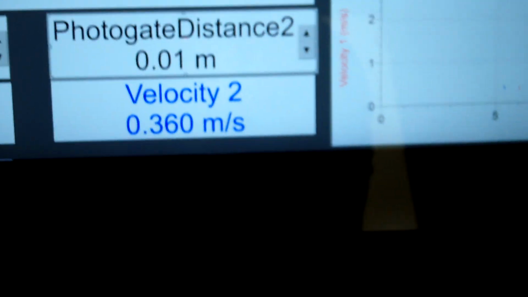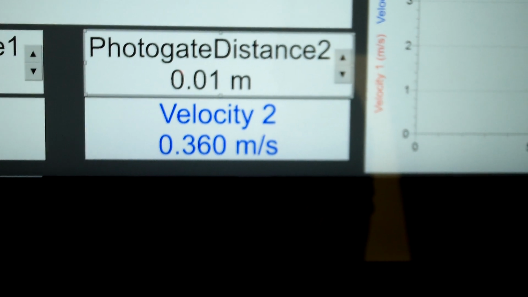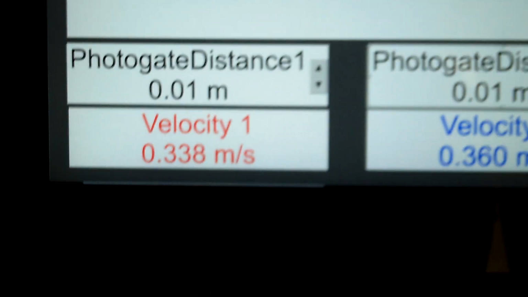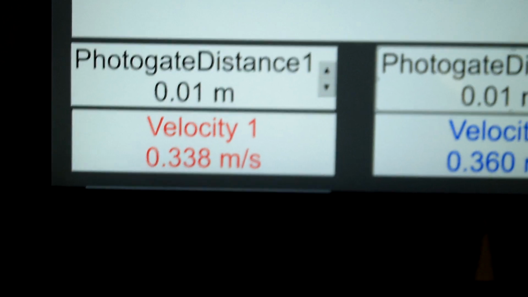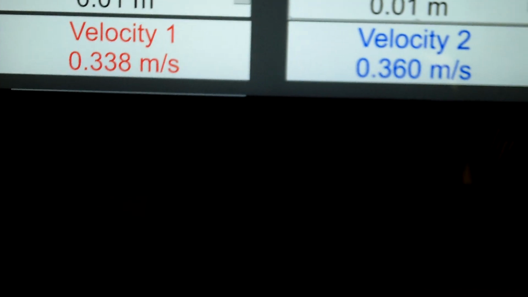Now if you notice, this cart stopped, and that's exactly what we expect, because if they have approximately the same mass, then they should have about the same velocity. So we've got cart number 2 was moving at 0.36 meters per second, and then cart number 1 actually moved at 0.338 meters per second. So we've got those velocities almost equal each other because it transferred all of its momentum to the second cart.